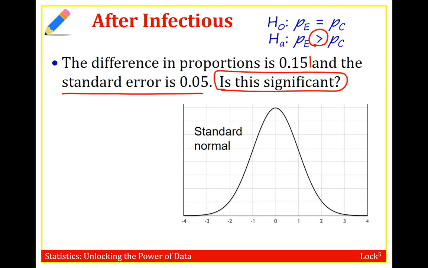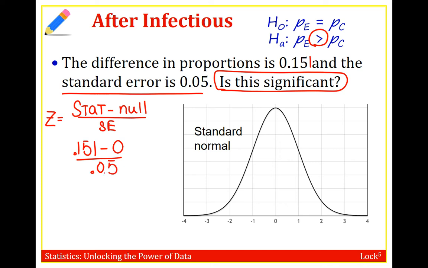Okay, well, our first job, folks, is to first of all find the z-score. We need to standardize the data, okay? So first of all, remember, it's the stat minus the null divided by the standard error. This is our generic formula for calculating a test statistic, okay? So we take our stat, 151, or 0.151. We subtract 0. We divide by a standard deviation of 0.05. We get a z-score of 3.